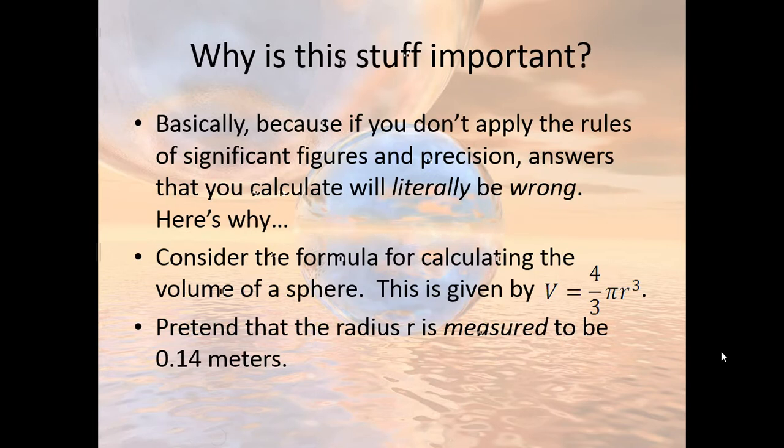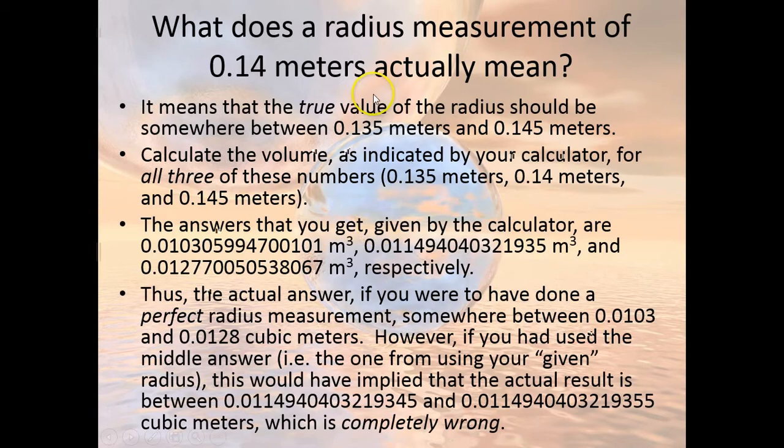Now, this answer is important because if you don't apply the rules of significant figures and precision, your answers will literally be wrong. So let's say you decided to find the volume of a sphere that has a radius measured to be 0.14 meters. Well, that's only 2 significant figures. But what would happen if you assumed that it was infinitely precise? Well, you know that the true value is somewhere between 0.135 and 0.145 meters. In other words, the true value was somewhere between here, and it was rounded to 0.14 meters.